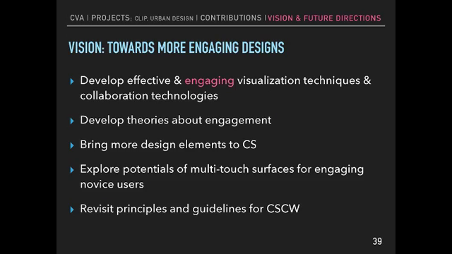My vision for the future of this work would be more engaging design, both in terms of collaborative technology as well as visualization. Engagement has always been a center of visualization. We want to engage people, but we haven't had a good way and concrete understanding of how this engagement works. And with bringing more people to this design space, reaching beyond experts and analysts, we really need to work on this engagement. And for that, we definitely need to develop more theories about engagement.